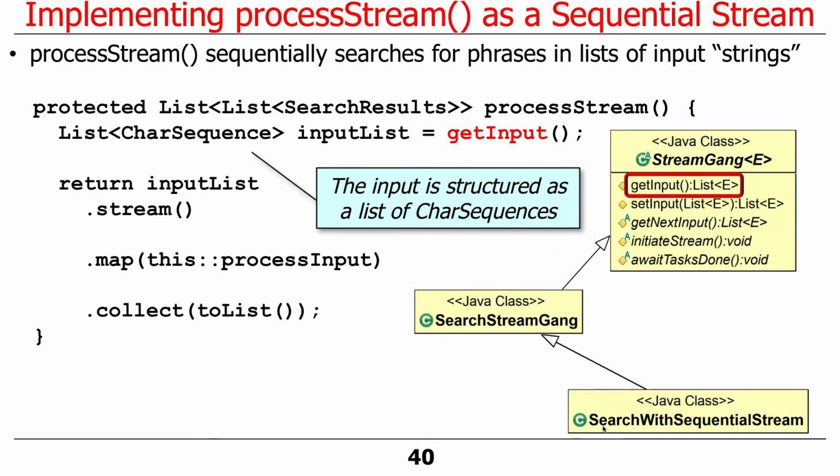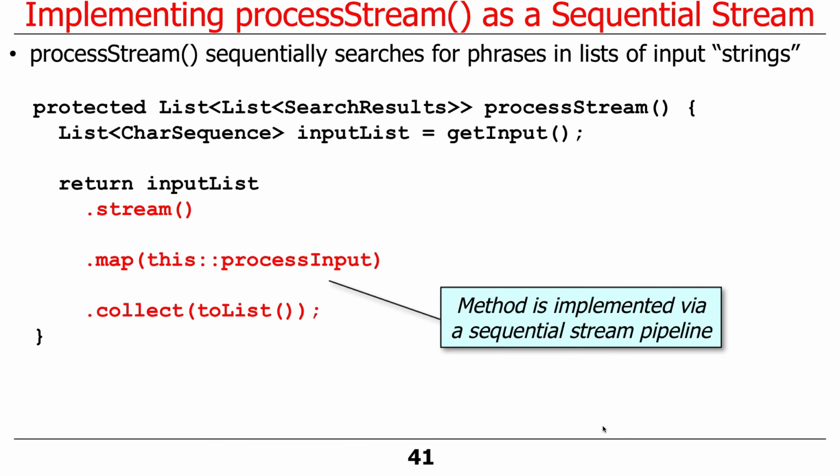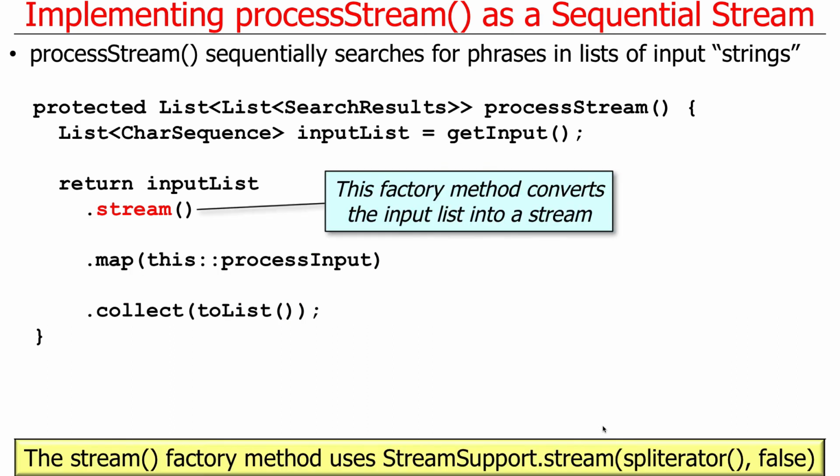Okay, so we basically have a getInput method, which is part of the framework that returns a list of character sequences. Then we take that input list and convert it into a sequential stream, and we run this pipeline of processing operations on it. So these are the aggregate operations. This is the factory method that just turns the input list into a stream. No surprise there, that's pretty straightforward.